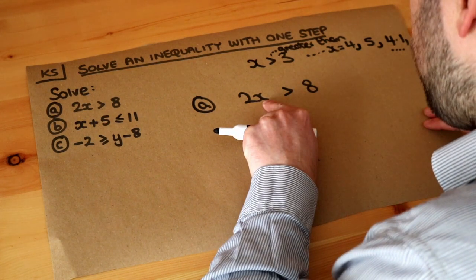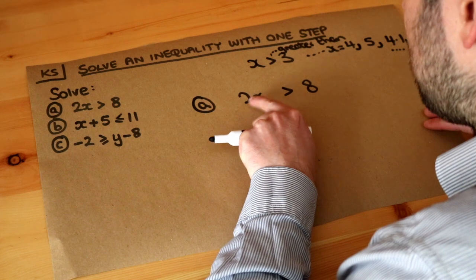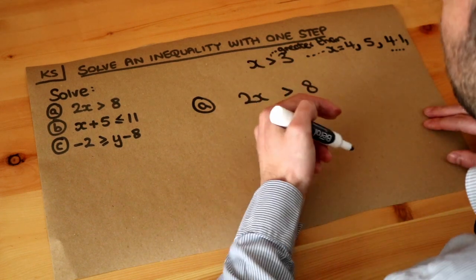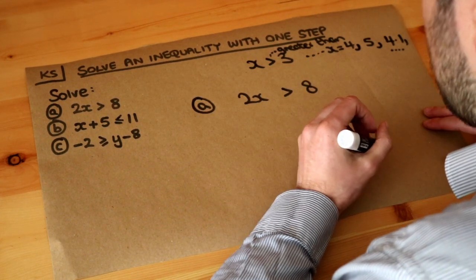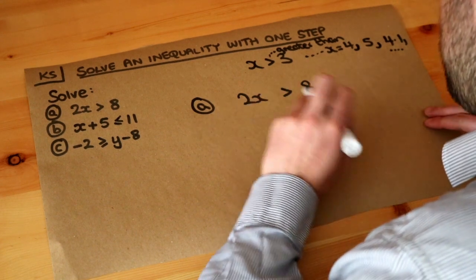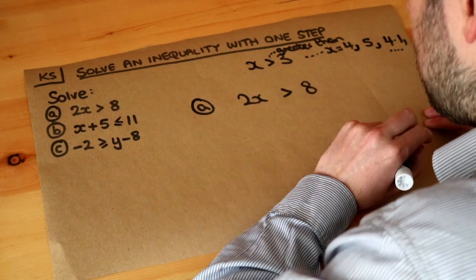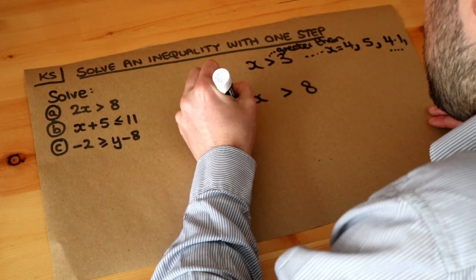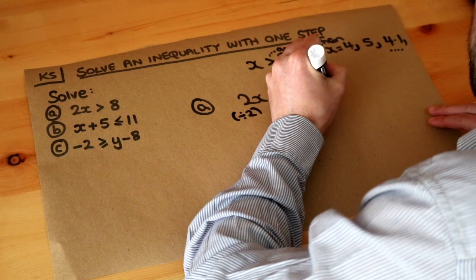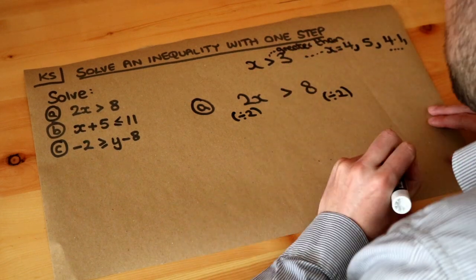So on that x, we've got that 2 in front of it. X is being multiplied by 2. And remember, we undo the last thing done to x to get rid of that thing. So if x is being multiplied by 2, we want to get rid of that times by 2. The opposite of timesing by 2 is dividing by 2. So we divide both sides of the inequality by 2.